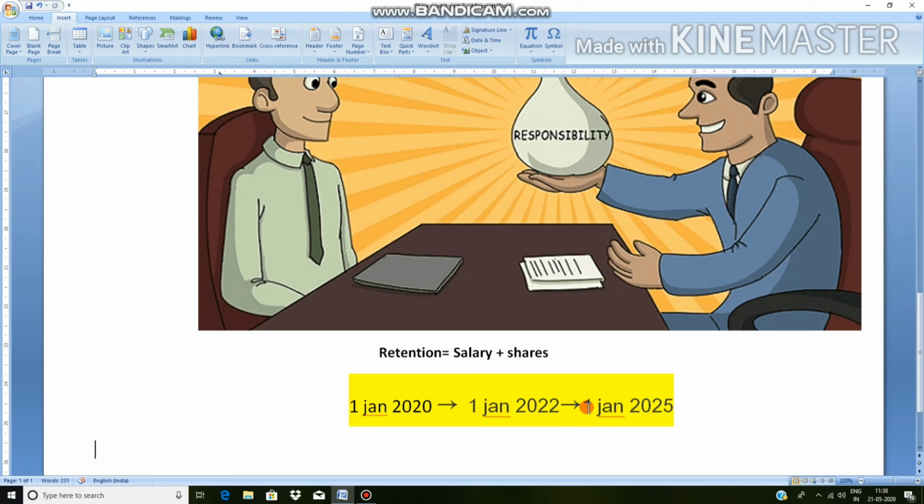But this offer is not mandatory for the employee. If an employee wants to purchase shares of the company, then he or she can purchase them. But if he or she doesn't want to purchase them, then it is okay for the company.